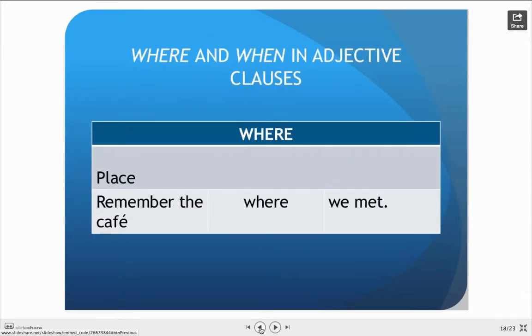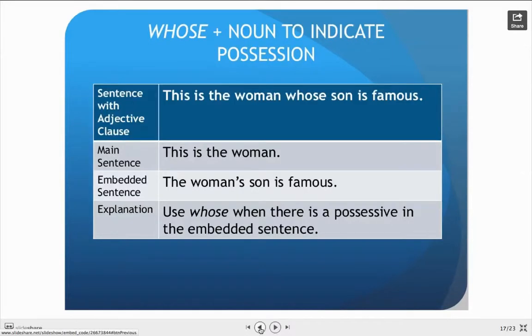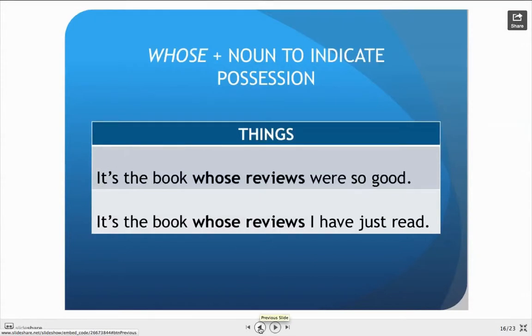And let's go back and look at this sentence. Okay. And when I say it's the book whose reviews I've just read, okay, here I have just read the book's reviews. It's a possessive. The embedded sentence is a possessive. I have just read the book's reviews, and that's why I use whose here.